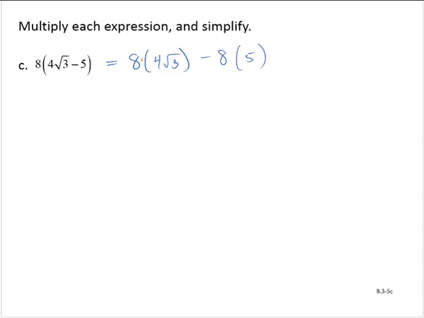So remember that there are implied multiplications here, and so we can regroup these. So what's happening here is I'm thinking of this as 8 times 4 times the square root of 3. And then 8 times 5 is just 40 on the second term. And so we have now 32 times the square root of 3 minus 40.